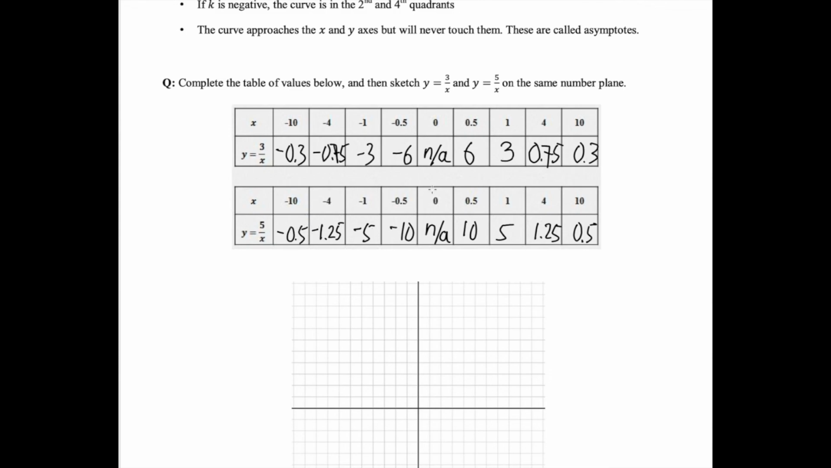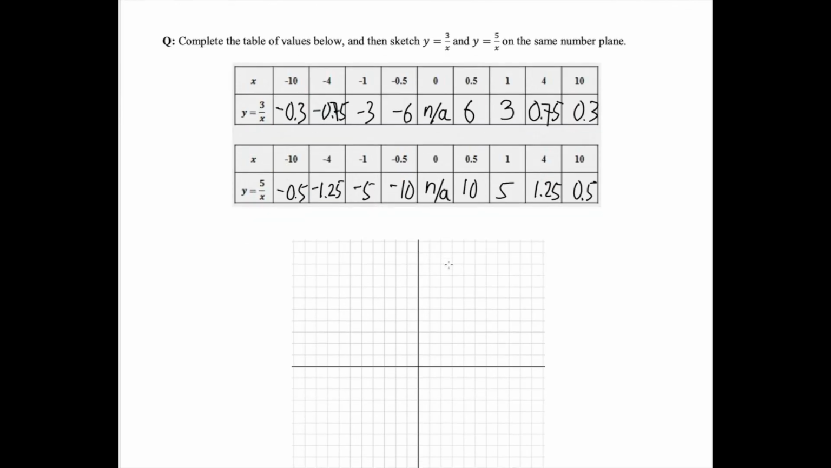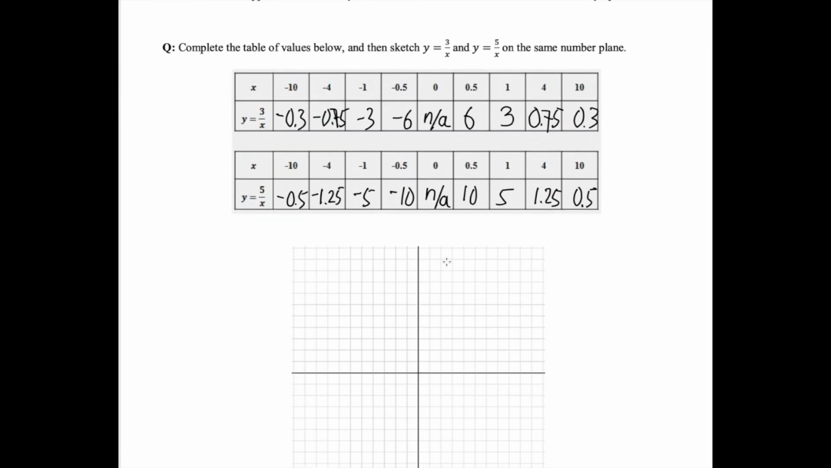Okay. Now, time to plot in the points. So here we go. Minus 10, minus 0.3. So that's going to be somewhere here. This is minus 10. Minus 4, minus 0.75. Slightly lower, because this is minus 1, right? Minus 1, minus 3, so (-1, -3).